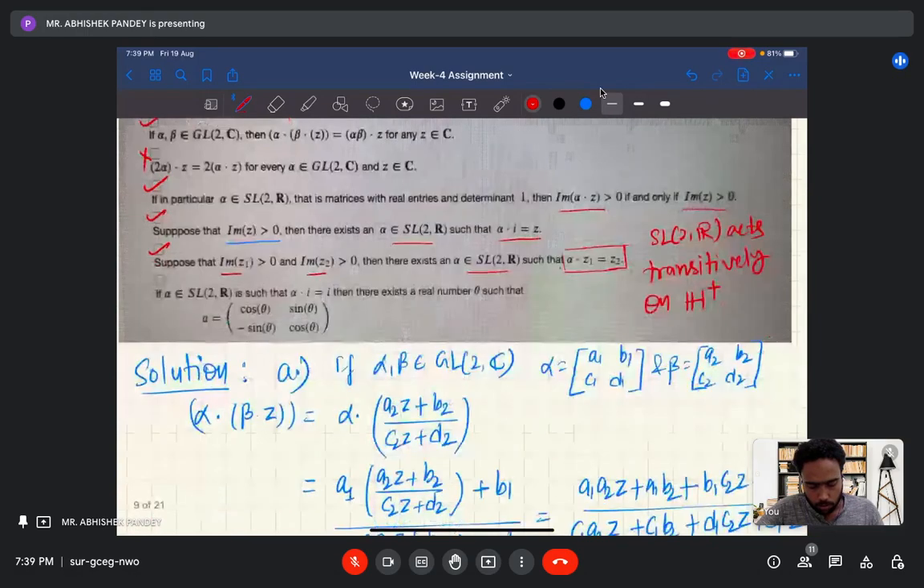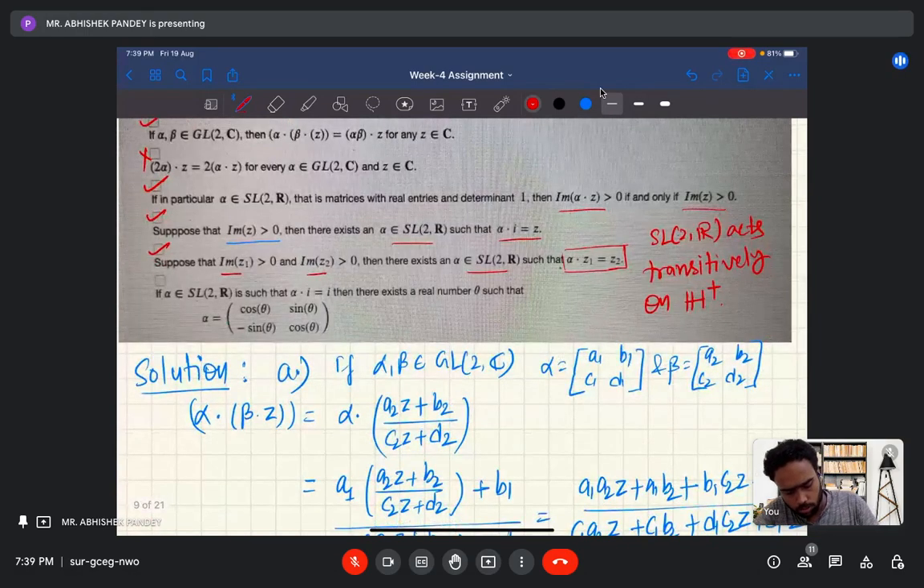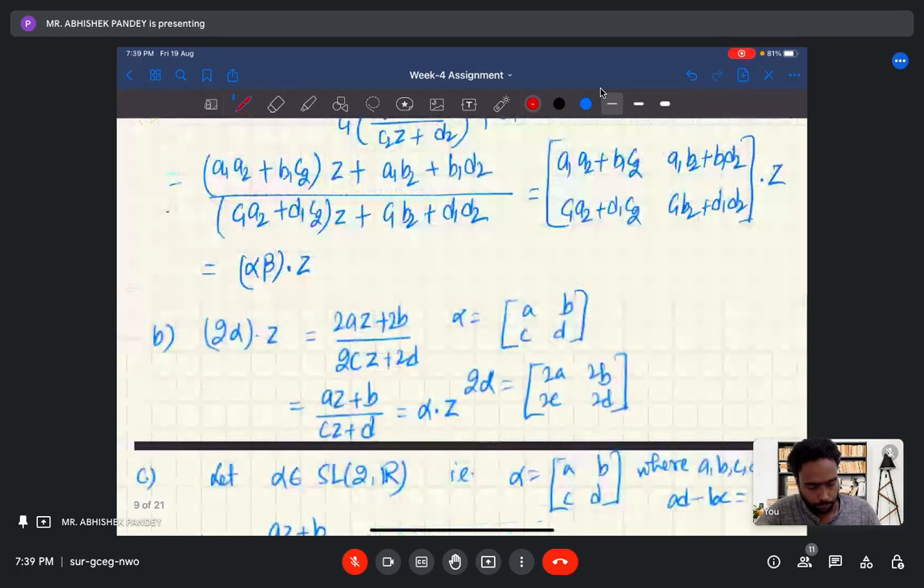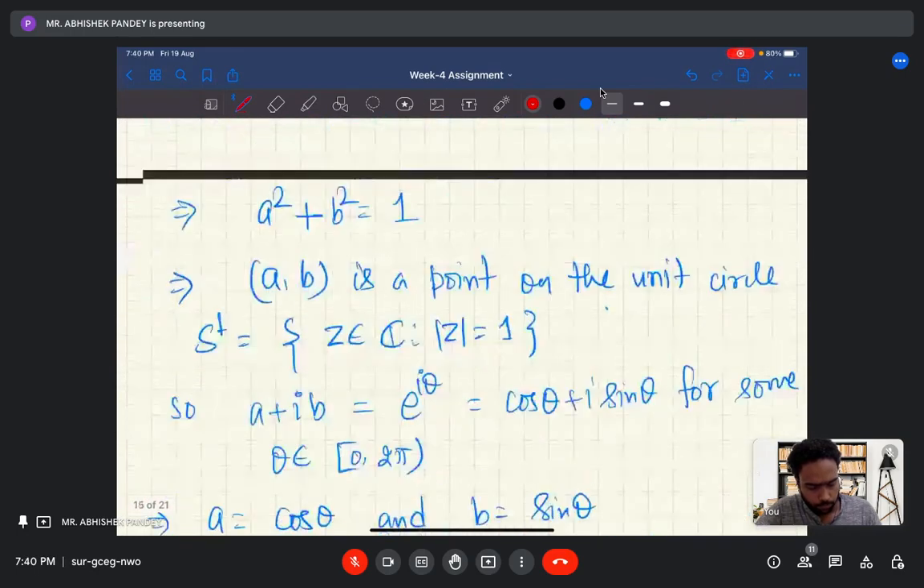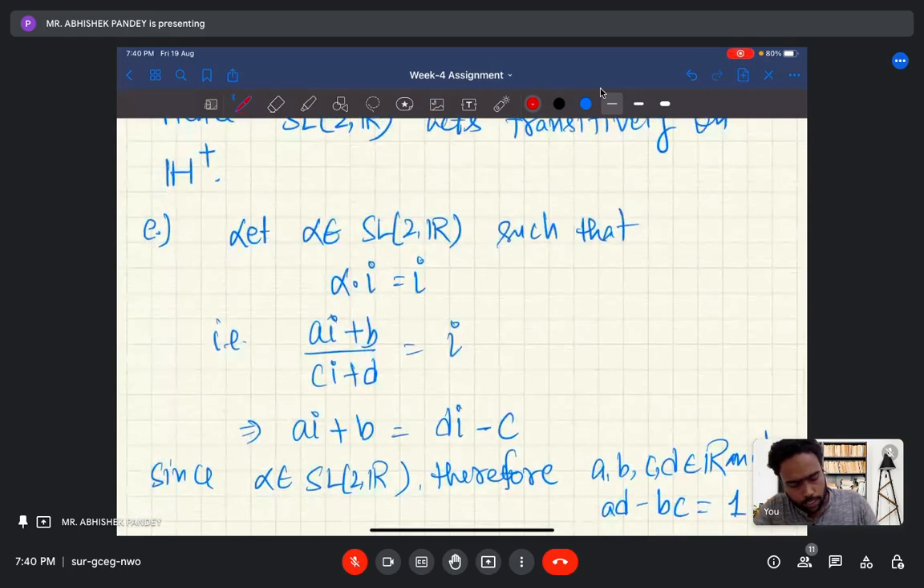Now this question is also easy. So this is also true. Let us see. If alpha belongs to SL2R is such that alpha dot i equals i, then there exists a real number theta such that this happens. Okay, so let us see. Let alpha belong to SL2R such that alpha dot i equals i.